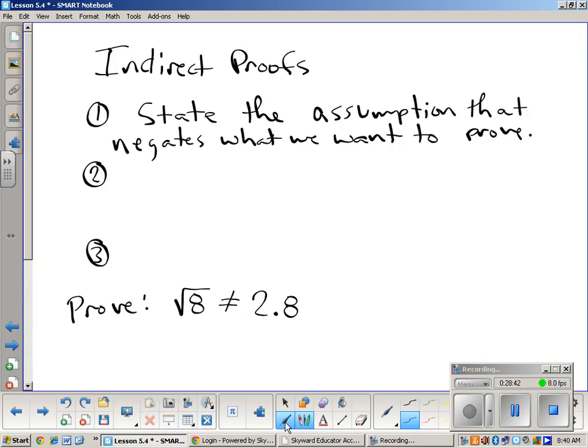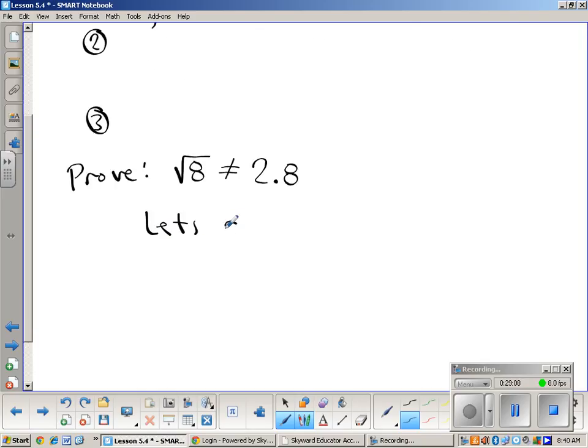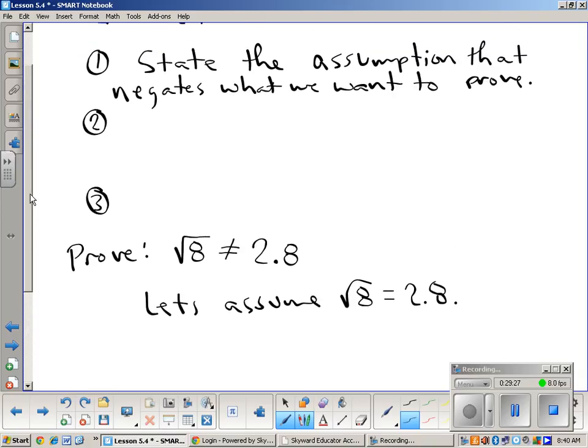And so in this statement here, what do we want to prove? What's it say? What do we want to prove there? Okay, that the square root of 8 does not equal 2.8. That's what we want to prove. So how do we write the negation of that? Okay, so we're going to say, let's assume square root of 8 is equal to 2.8. Okay? We're going to assume that square root of 8 is equal to 2.8. Okay? Step 2.